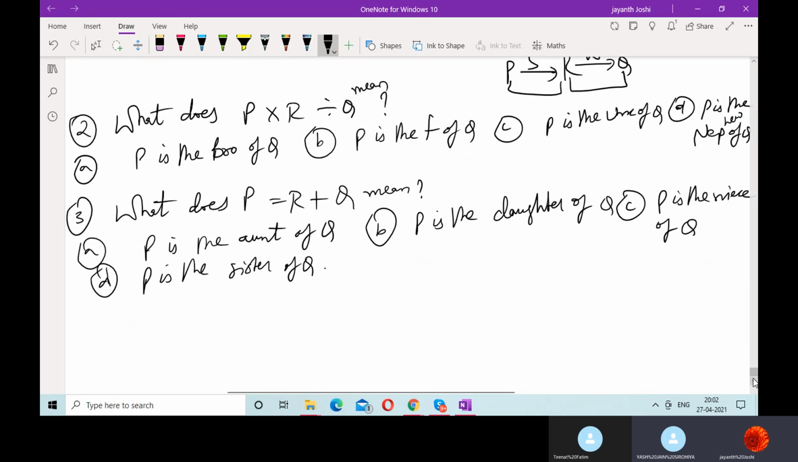What does the multiplication sign say? The multiplication sign says A is the brother of B, correct? A into B is what? A is the brother of B. So P into R is nothing but P is the brother of R, correct? Yes, sir. And what does division show? A divided by B is what? A is the mother of B, correct? Yes, sir. If there is a division sign, it is mother. If there is a multiplication sign, it is brother.